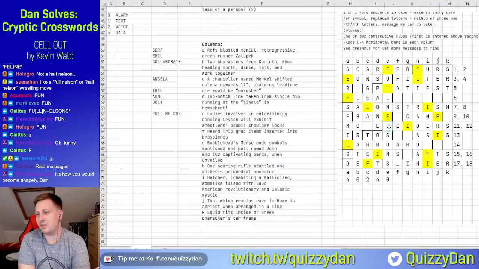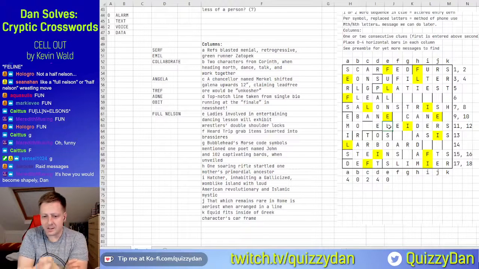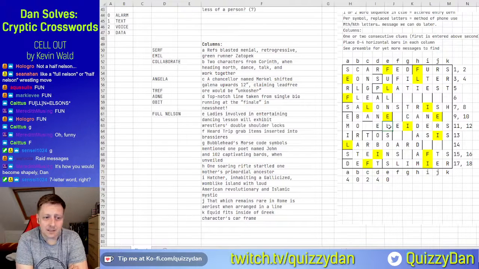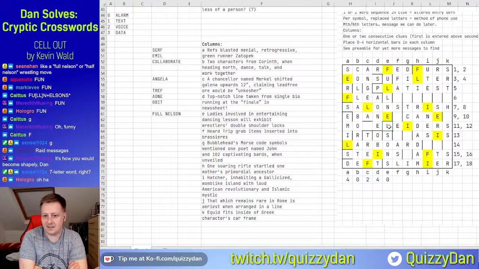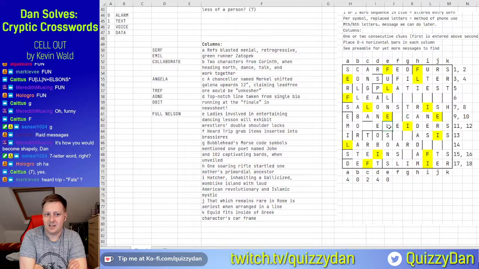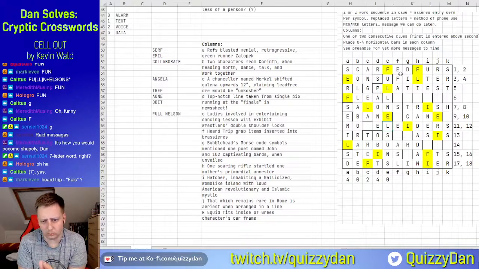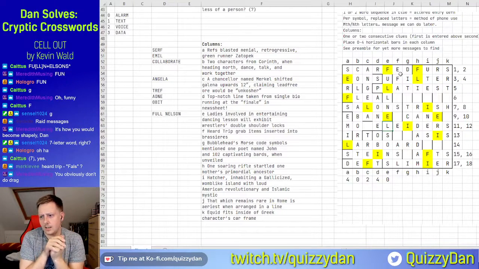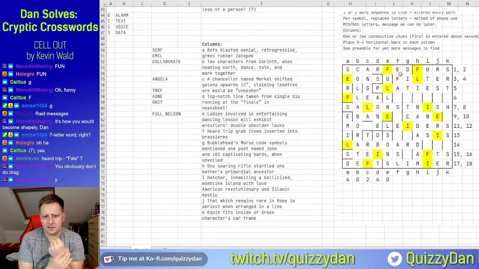Grab items inserted. Something wires. Something straps. Is it a 7-letter word? Is that herd trip? Okay, so to trip is to fall. Okay, to grab items.